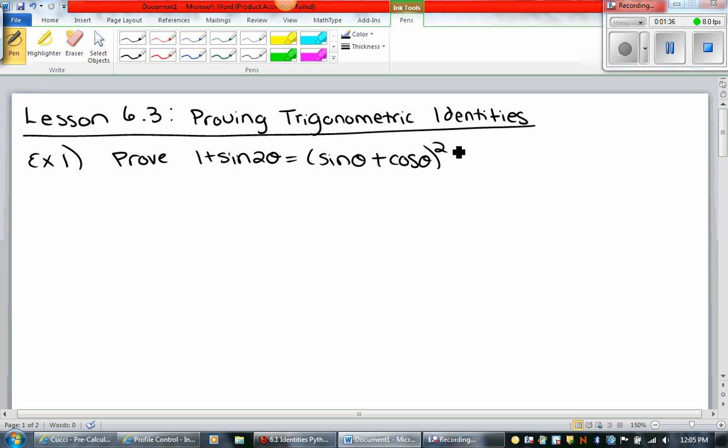So again, we're going to start with method 1. We're going to take the uglier side of this equation and work with it to see if we can obtain the other side. Now, I would say that the right-hand side of this equation is what we're going to work with. And we're going to manipulate this until we can try and get it to equal 1 plus sine 2 theta. So what I'm going to do is take this, and since I know it's quantity squared, I'm going to go ahead and multiply it out.